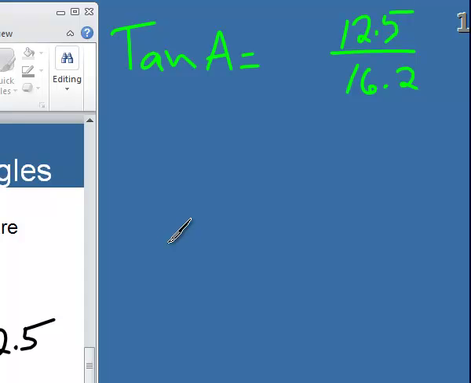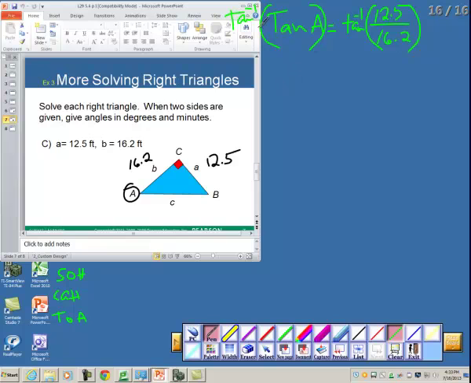Well, if we knew what angle A was, we could go ahead and multiply by 16.2, but we don't. So we have to apply inverse tangent to both sides, right? And what happens to tangent and inverse tangent? They cancel, right? They're inverses of each other. So we get inverse tangent of 12.5 over 16.2. Okay? So let's see what that looks like on the calculator.